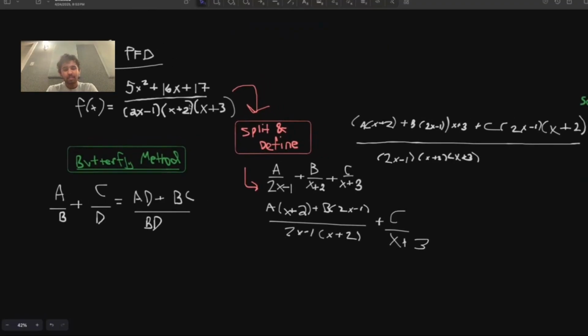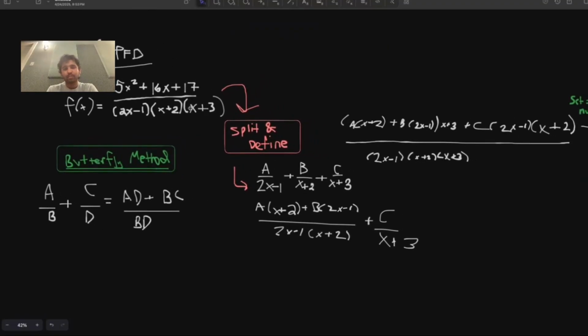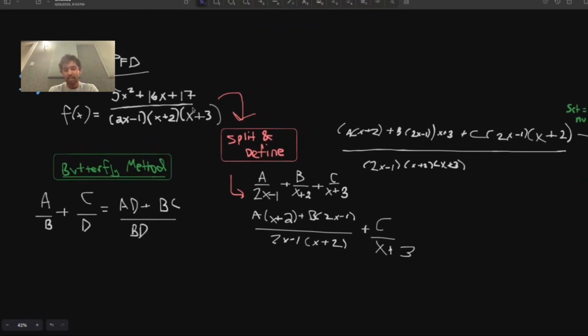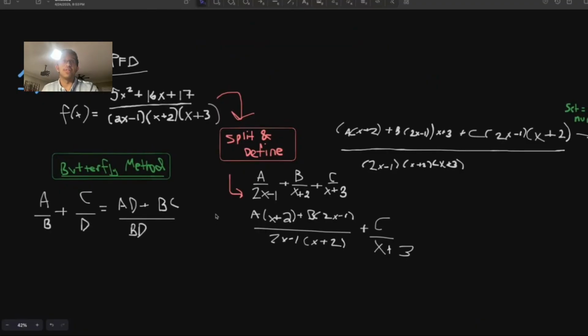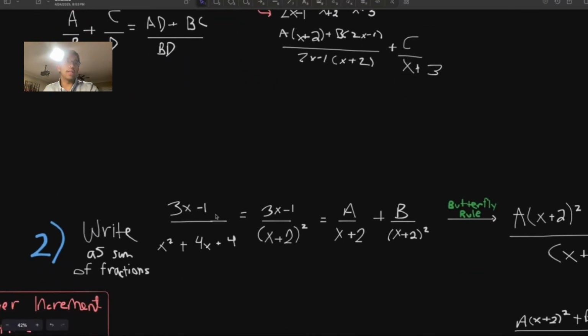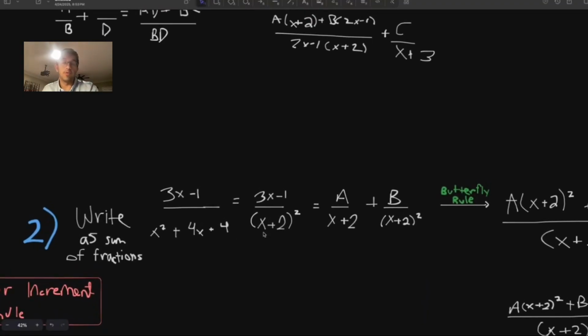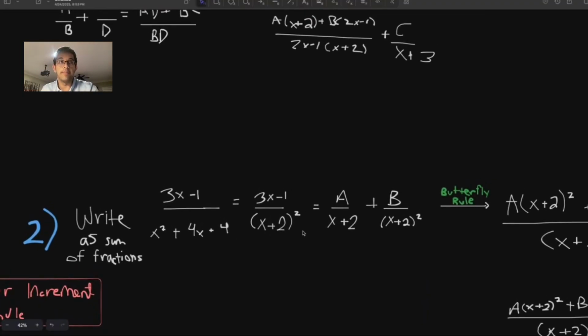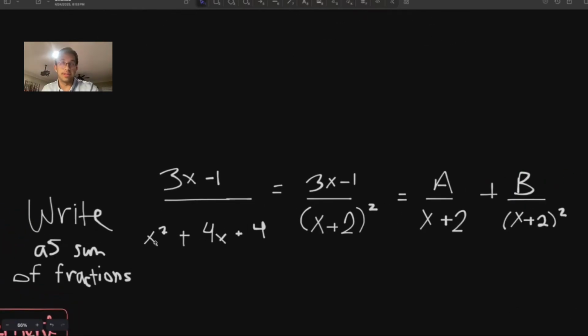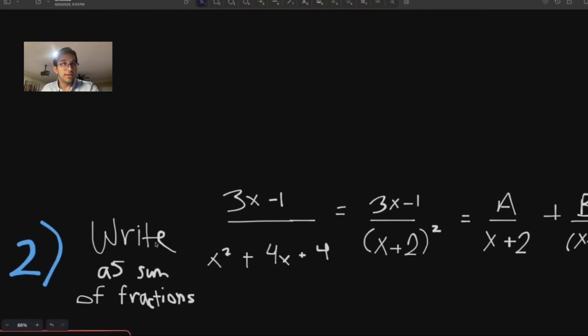Okay, but what if it's something like 5x squared plus 3 over x plus 2 squared? How do you split that up? That's what the next question is, so I'll get into that right now. We're going to look at something a little bit different here, because when you have something that's not a power of 1 in the denominator, things change a lot. So, question 2, this will answer your question as I'm going through it.